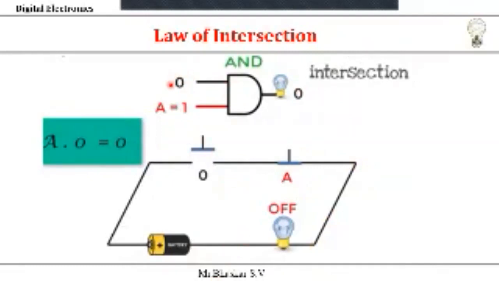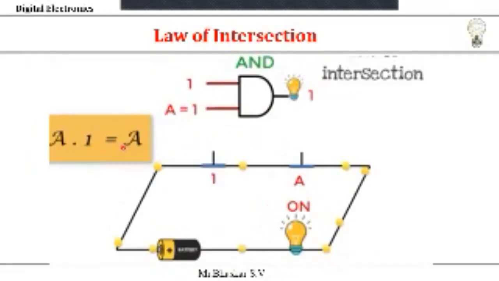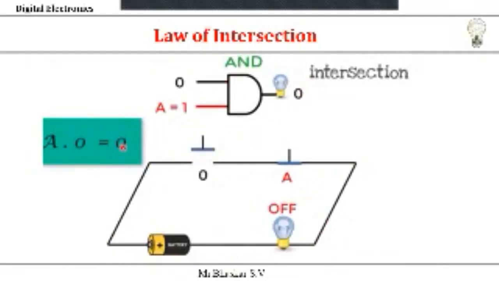If I make one input 0 and the other input A, let's check it out: A dot 0. Whether the value is 0 or 1, my output is 0 only, right? Because you connected the AND gate, if any one of the inputs is connected to 0, then the output will be 0 only. So A dot 0 is nothing but 0. Keep in mind, A dot 1 is nothing but A, and A dot 0 is nothing but 0.